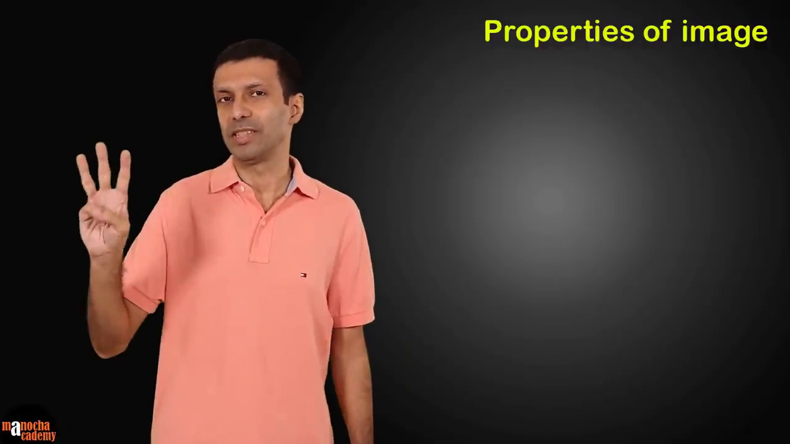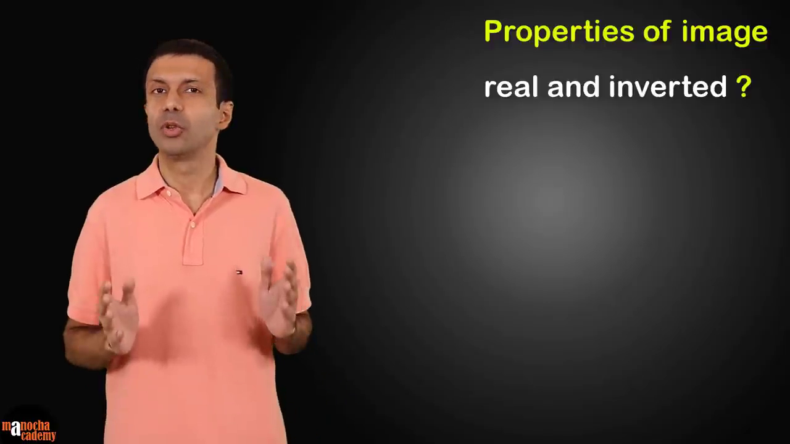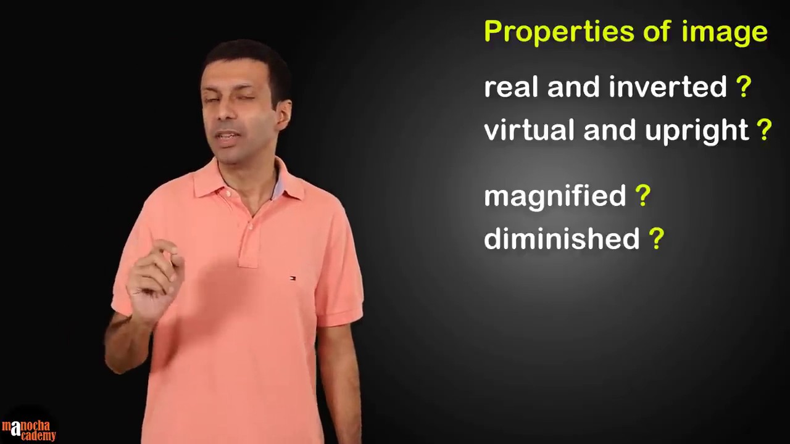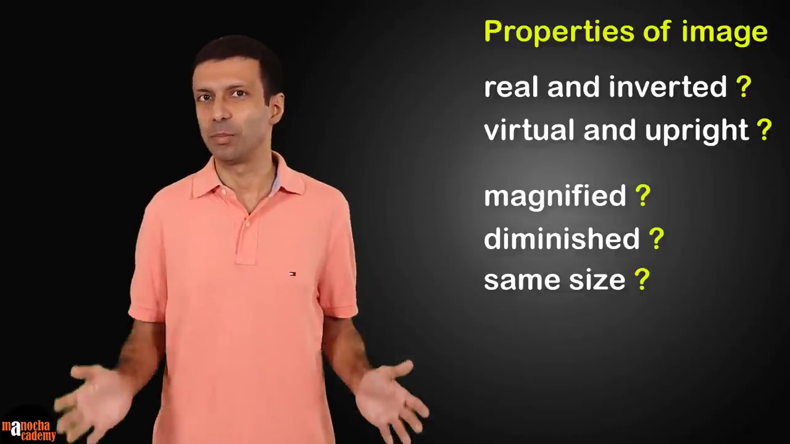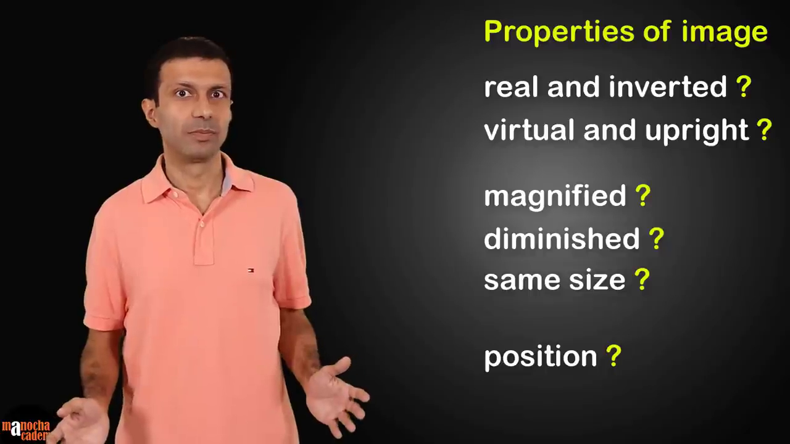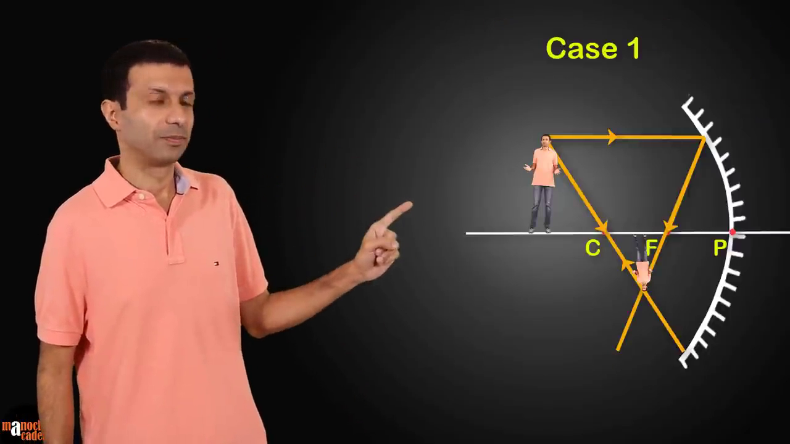What are the properties of the image? There are 3 points here. Is the image real and inverted, or is it virtual and upright? Is the image magnified, diminished, or is it the same size as the object? And what is the position of the image?